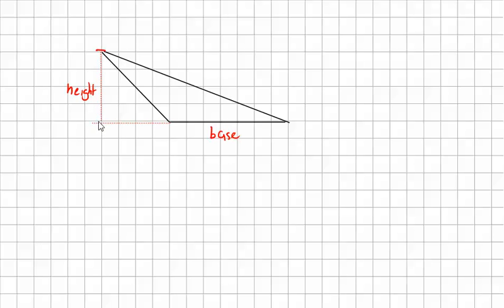So the height doesn't have to be in the triangle, okay? Doesn't have to go across the triangle. So half the base times the height is how you find the area of a triangle. However, what if you don't know the height?